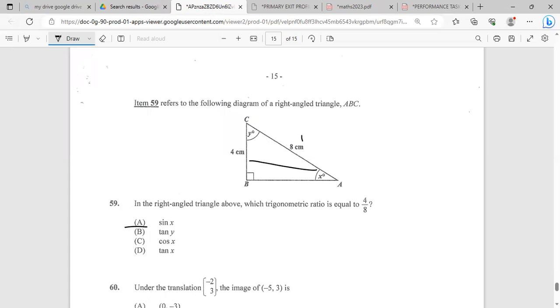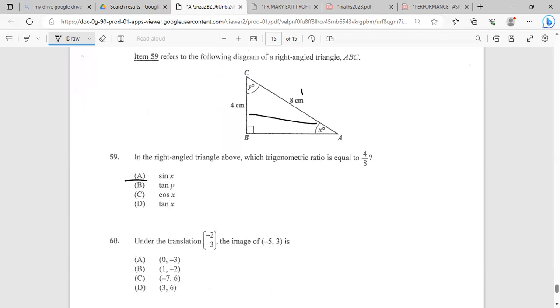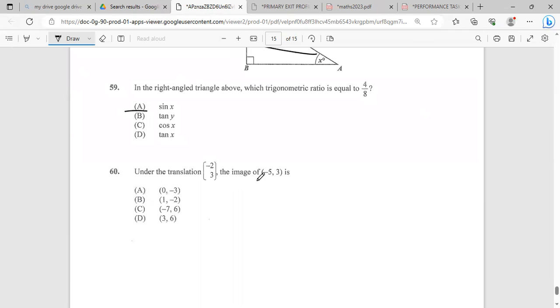And the last one says, under the translation -2,3, the image of -5,3 is. So we simply just add them. Remember, translation is just how many you go left or right first, which is the x-axis, and the y-axis, how many you go up or down. So it's that simple, all right? So we just simply add them. -2 plus -5 gives us -7. 3 plus 3 is equal to 6.